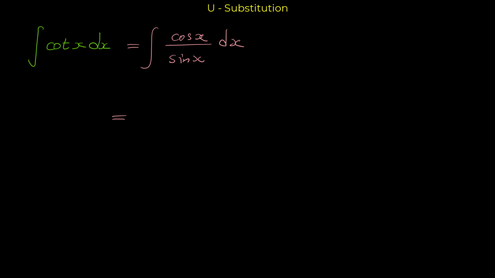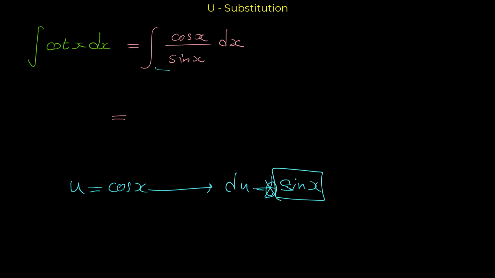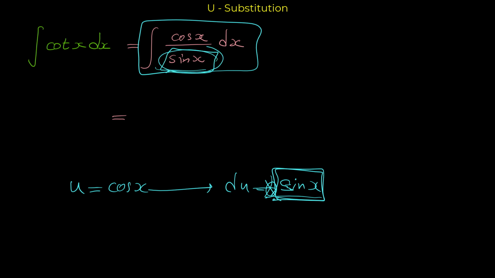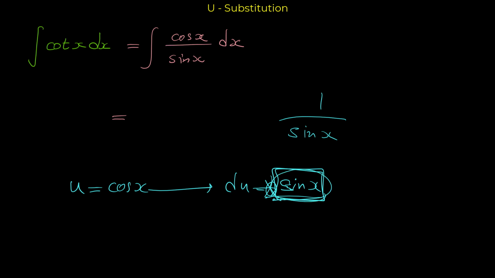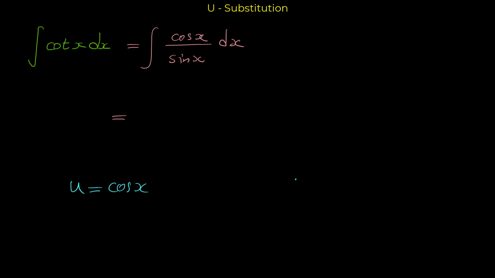But attention, if you choose u as cosine x, what is the derivative of u? Negative sine of x. Don't worry about the negative, focus on the sine. Do we have any sine of x here? If you are thinking yes, no, it's not sine of x. I need sine x exactly, but this is sine x in the denominator, which is basically 1 over sine x. But I need sine x in the numerator, so it's not going to work.